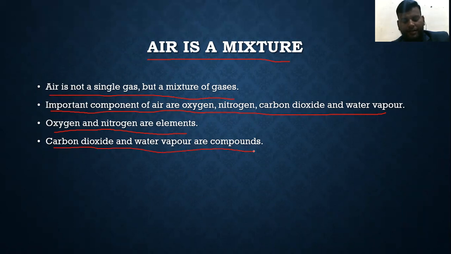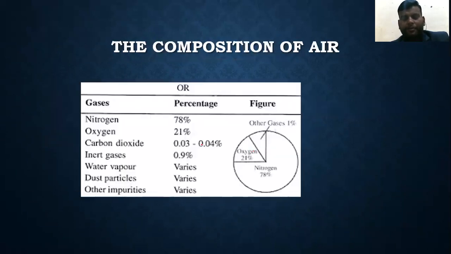Next, as you can see, they are all colorless gases. So air is invisible and it has no smell either. Next, you can see here the composition of air, how much of each is present. Nitrogen is 78%, oxygen is 21%, carbon dioxide is 0.03 to 0.04%, then inert gas is 0.9%, and water varies, dust particles also vary, and other impurities also vary. In the figure also you can see 21% is oxygen, nitrogen is 78%, and other gases are only 1%.